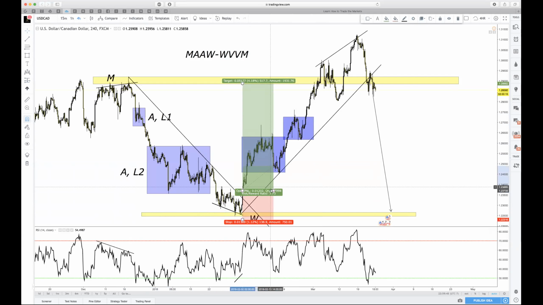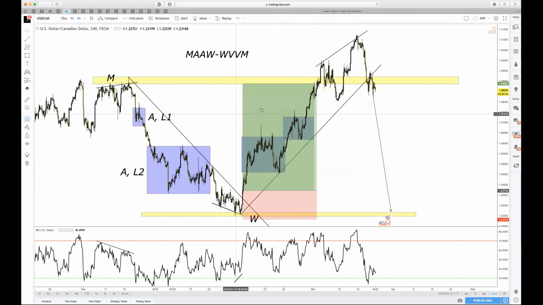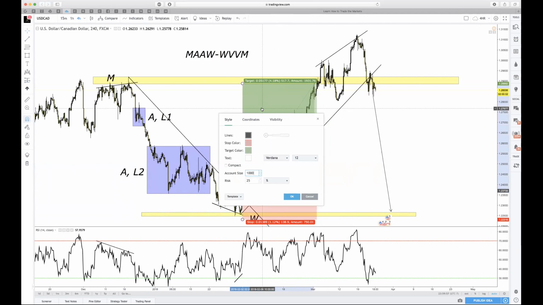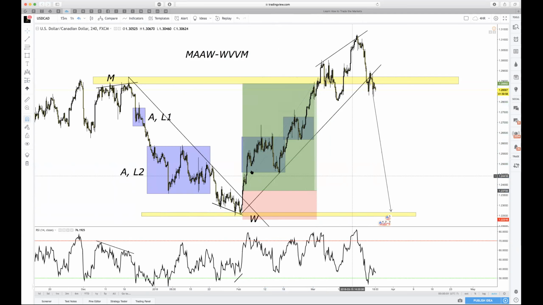Guess what? In a few days, it took how many days? Let's see. Right about there. How many pips is that? Profit, 500 pips. 500 pips, guys. This is swing trading. That's what I'm saying. 100 pips is nothing. You need to give it room to breathe.